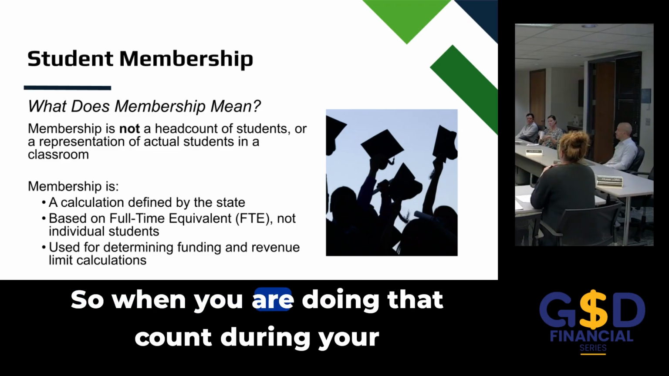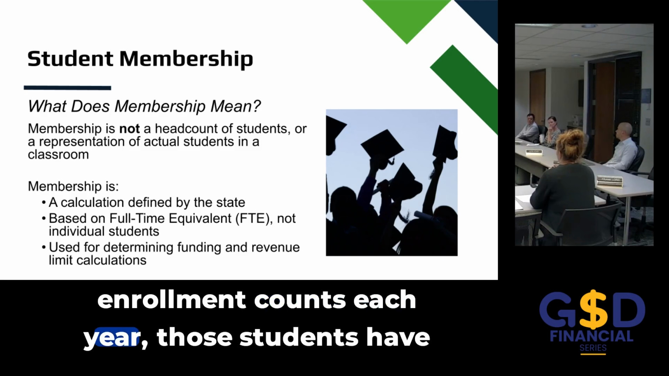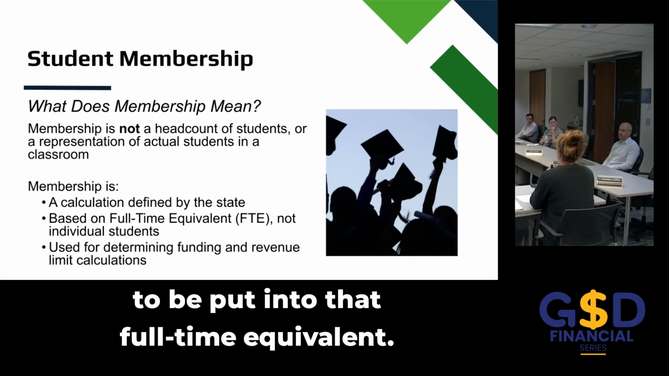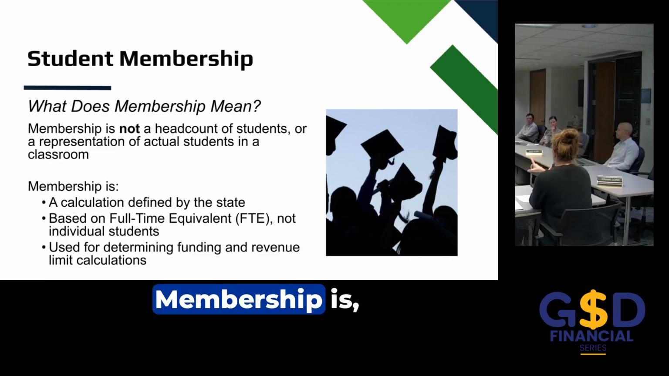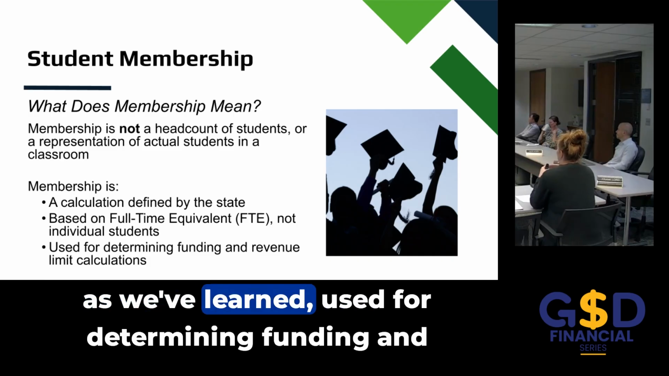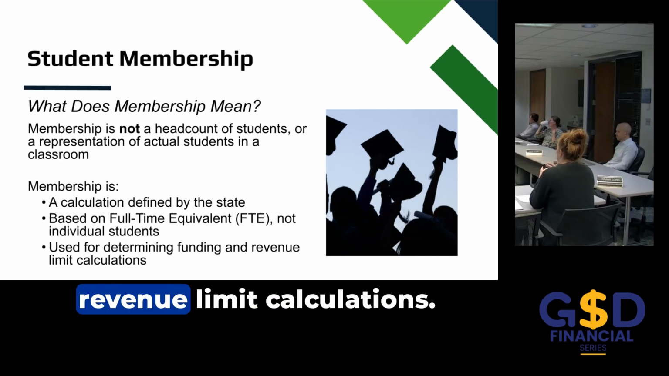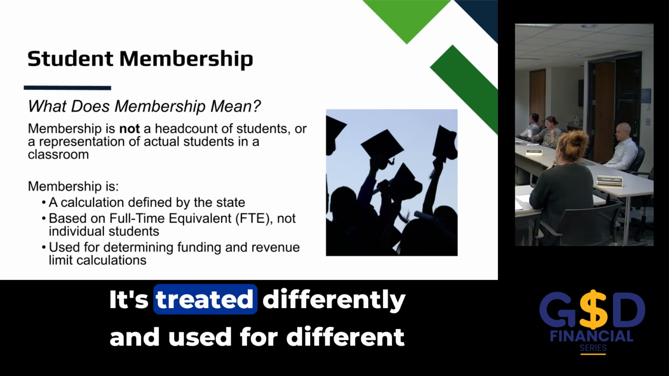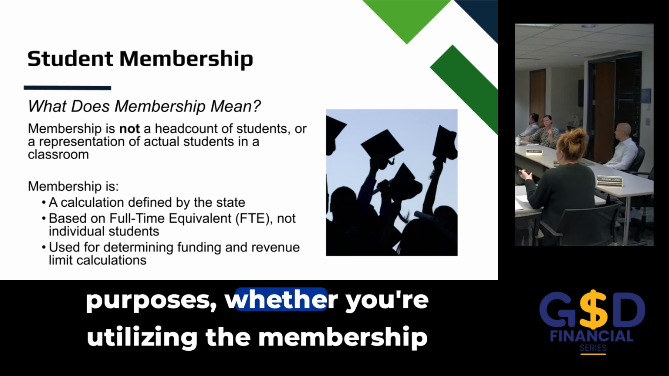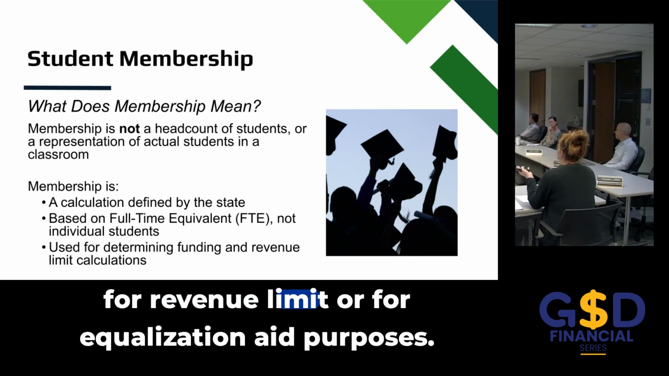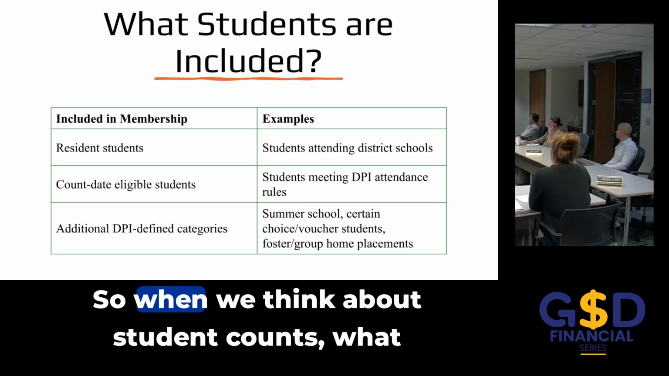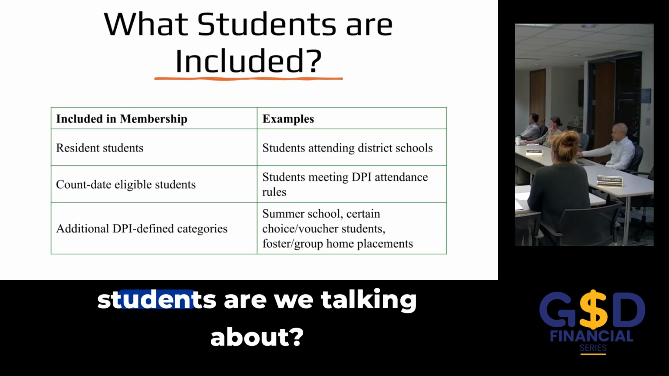So when you are doing that count during your enrollment counts each year, those students have to be put into that full-time equivalent. Membership is, as we've learned, used for determining funding and revenue limit calculations. It's treated differently and used for different purposes, whether you're utilizing the membership for revenue limit or for equalization aid purposes. So when we think about student counts, what students are we talking about?